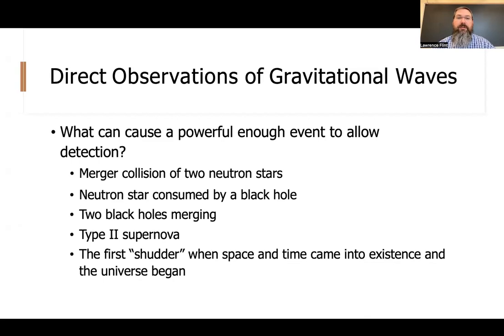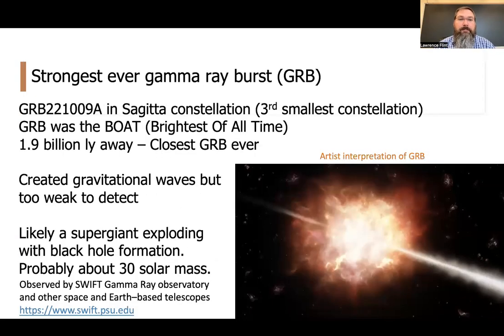Okay, so the kinds of things that would allow us to do direct observation of gravitational waves, this is outlined in chapter 24 in the OpenStax book, are a collision of two neutron stars, a neutron star colliding with or being consumed by a black hole, two black holes merging, maybe a type 2 supernova, and the birth of the universe itself. The birth of the universe itself is a whole other issue that will come up later on in the course. But the first four bullet points are the kinds of things that we hope to be able to detect, and we have now detected.